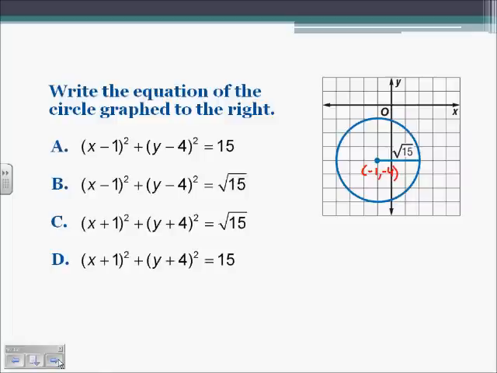And since our center is at (-1, -4), when we plug that into our standard form equation, we take the opposite of those two numbers. So we're going to have (x + 1) squared plus (y + 4) squared equal to 15. So our answer is D.